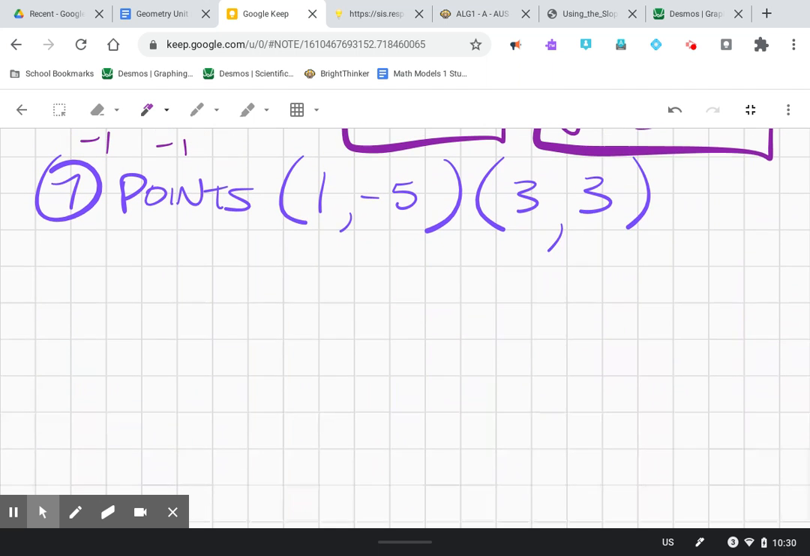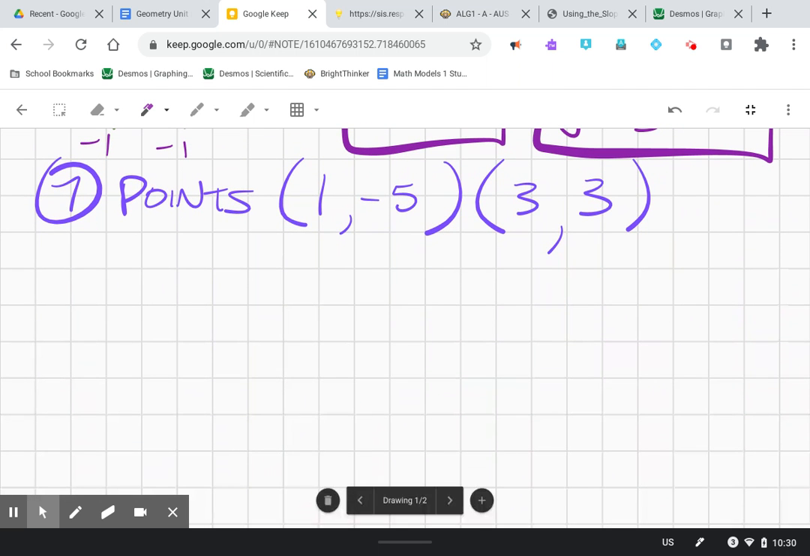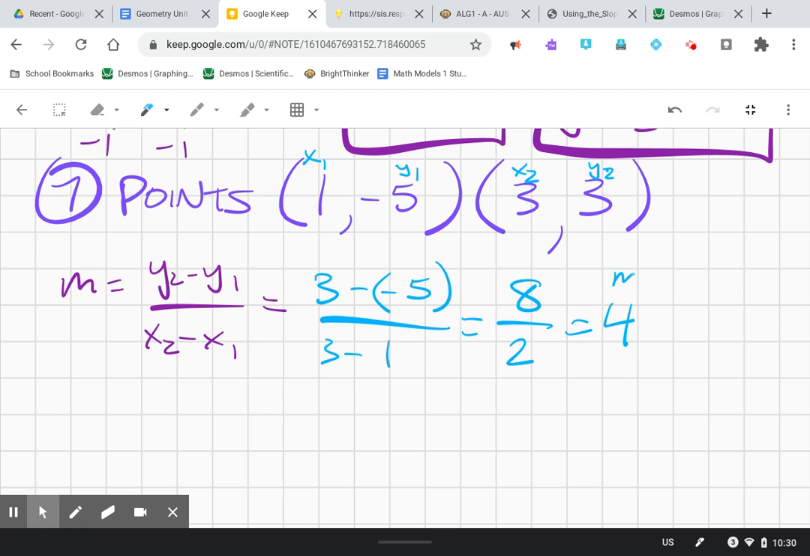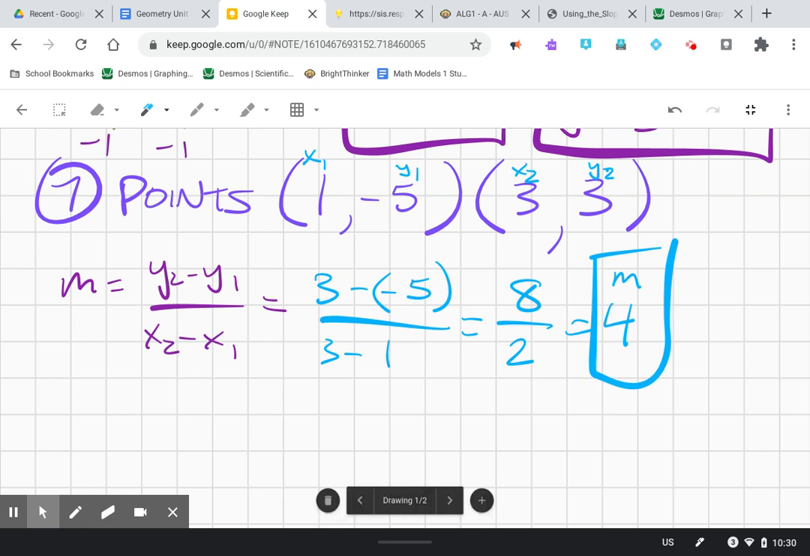Let's do another one of those, and this will be the last one for this. So we have some points. Let's go ahead and find our slope, which is m equals y2 minus y1 over x2 minus x1. Go ahead and plug everything in. y2 is 3, it's coming from here, minus y1, minus negative 5, divided by x2, which is 3 also, minus x1, which is 1. 3 minus negative 5 is 8. 3 minus 1 is 2. 8 over 2 is 4. So our m is 4.